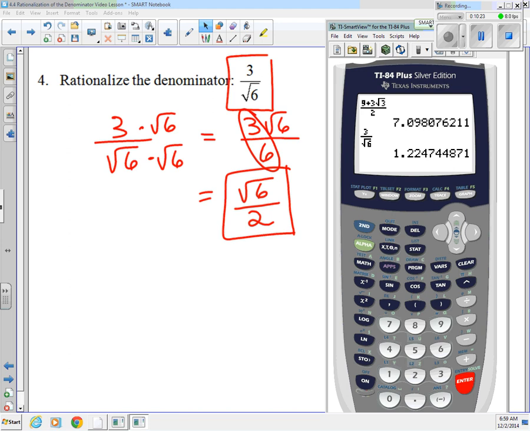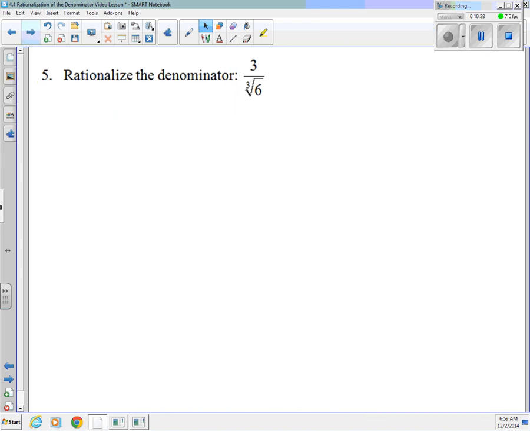I get 1.22, and then if I take radical 6 and divide it by 2, I also get 1.22. So they are equal, and there you are. All right, and one more for our video.